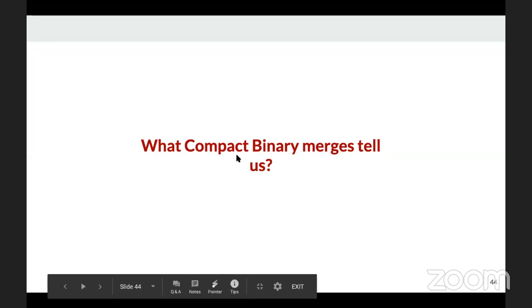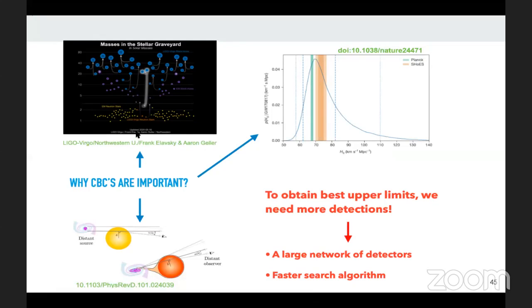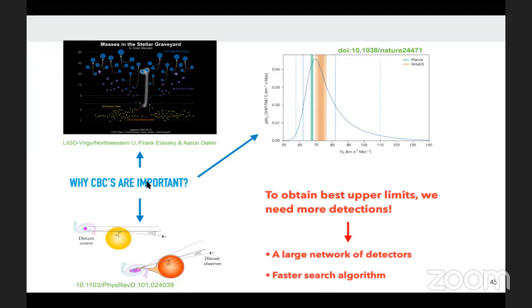Now, what do we understand from compact binary mergers? Why are CBCs important? First of all, it helps in understanding what sources are out there in the universe. Understanding their population and their formation channels is something we learn from gravitational waves emitted from compact binary mergers. It also helps in constraining cosmology.